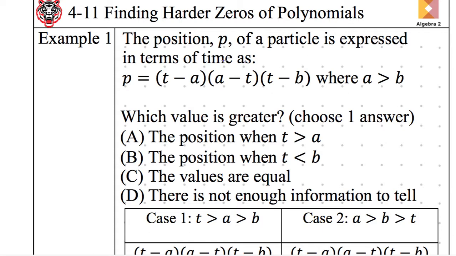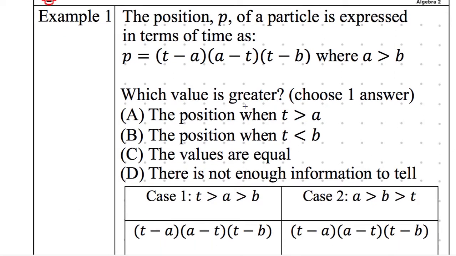We have a particle represented by the letter P, expressed in terms of t minus a, a minus t, and t minus b. There are 3 of these terms. We also know that a is bigger than b. This is important. All right, so we have these 3 things being multiplied by each other, and I'm trying to figure out which value is greater: the position where t is bigger than a, or the position where t is less than b. We can say these values are both equal, or there's not enough information to tell.